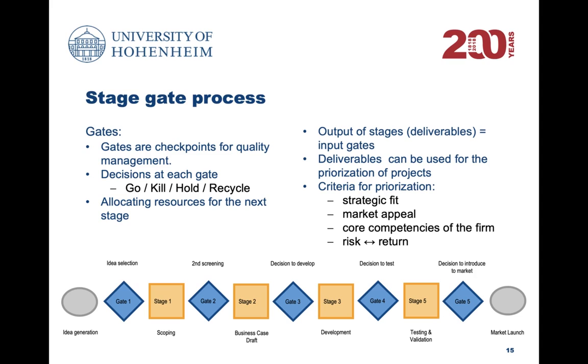The output of the stages are inputs to the gates. As I said, the output of the stages is also information. Information about the progress, information about the market, information about the technical viability, information about the market or commercial viability of the innovations. And criteria for the decisions in the gates could be strategic fit.